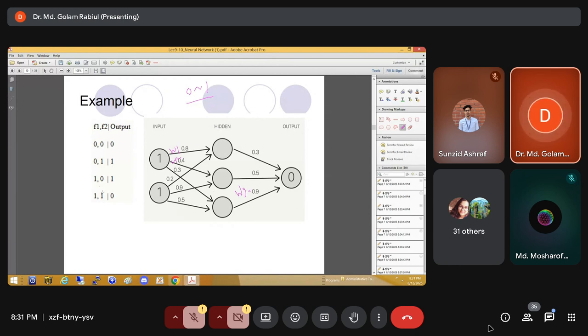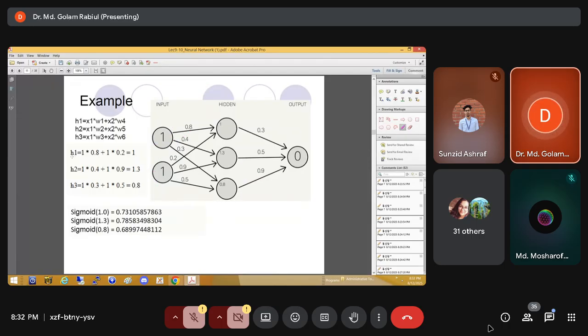We are also considering the input as 1 and 1, so x1 is 1 and x2 is also 1. Considering this input, we have calculated the value of h1. In our last lecture, I discussed this in detail. So 1 is the value of h1, 1.3 is the value of h2, and 0.8 is the value of h3. These are the hidden sums: hidden sum 1 is 1, hidden sum 2 is 1.3, hidden sum 3 is 0.8.